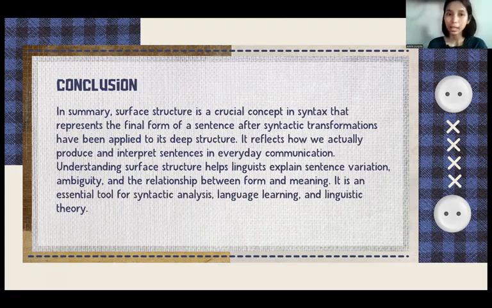The last is the conclusion. In summary, surface structure is a crucial concept in syntax that represents the final form of a sentence after syntactic transformations have been applied to its deep structure. It reflects how we actually produce and interpret sentences in everyday communication. Understanding surface structure helps linguists explain sentence variation, ambiguity, and the relationship between form and meaning. It is an essential tool for syntactic analysis, language learning, and linguistic theory.